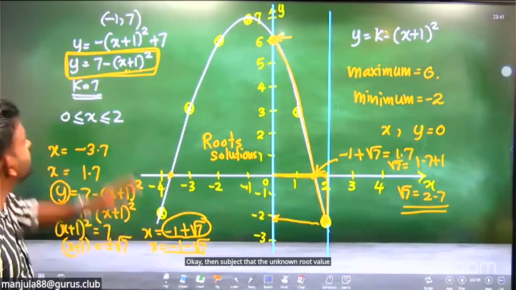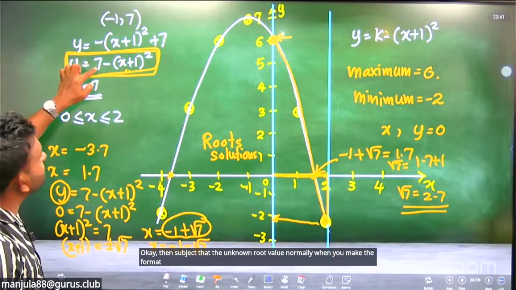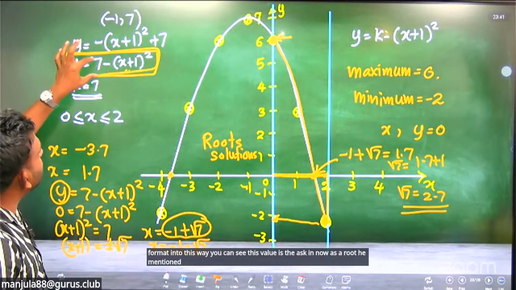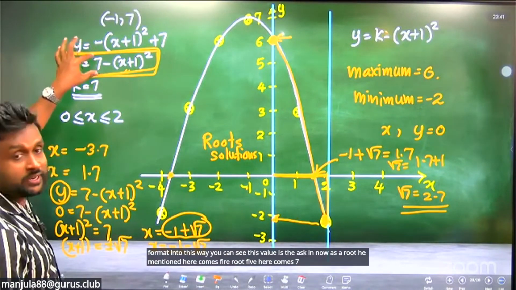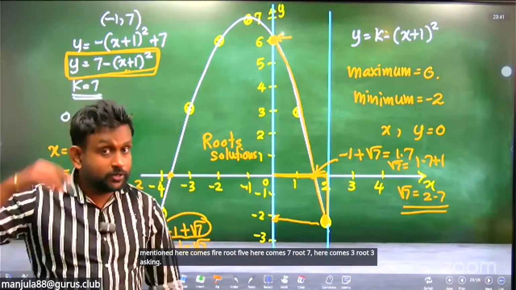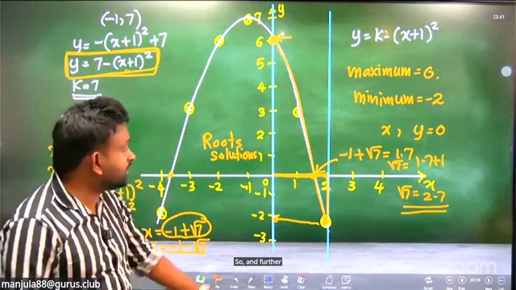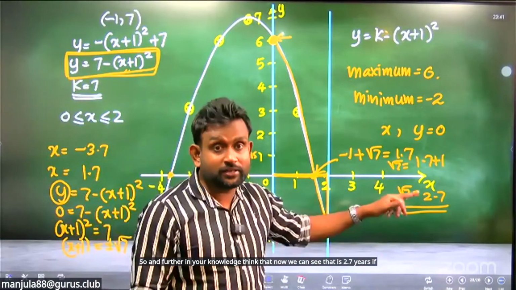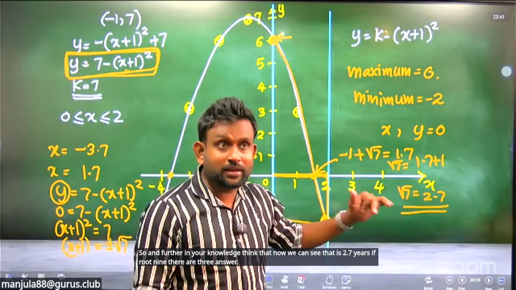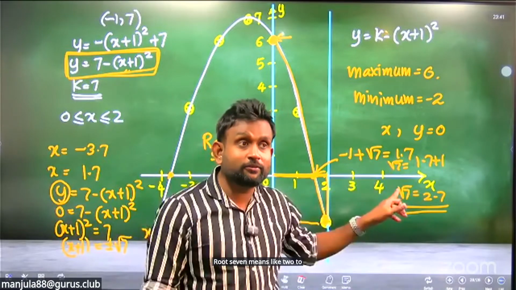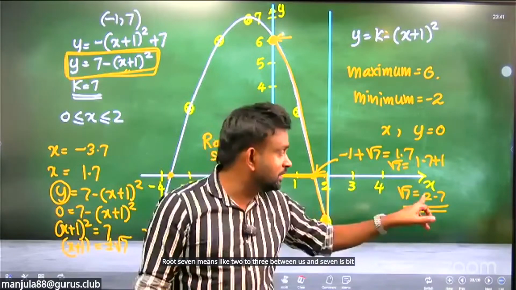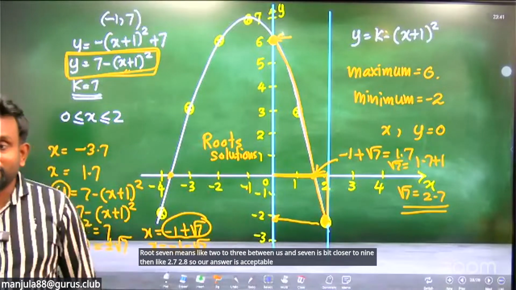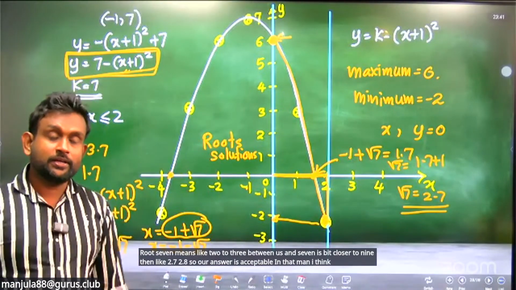Normally when you make the format into this way, you can see this value is being asked as a root. Imagine here comes 5 root 5, here comes 7 root 7, here comes 3 root 3 being asked. Further, in your knowledge, think that now we can see that is 2.7. Yes, root 9 is 3. Root 7 lies between 2 and 3, and 7 is a bit closer to 9, so like 2.7, 2.8. So our answer is acceptable. In that manner, think. Okay.